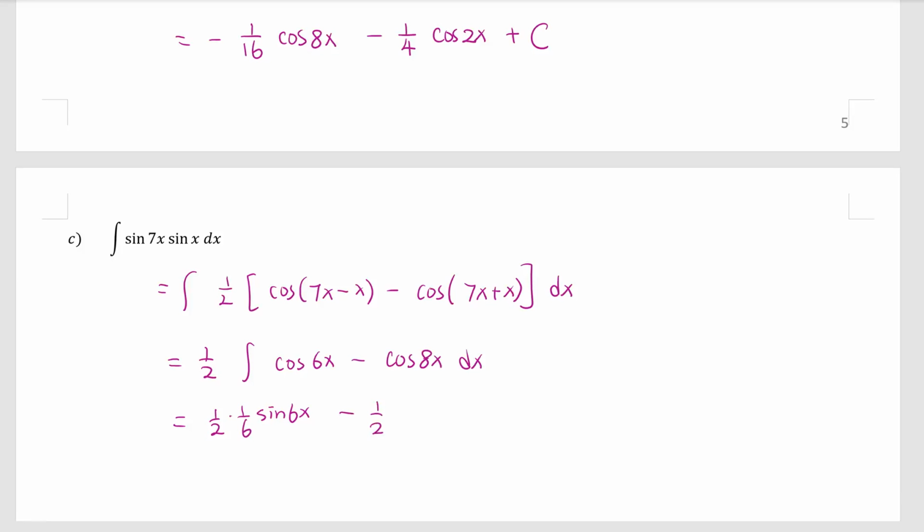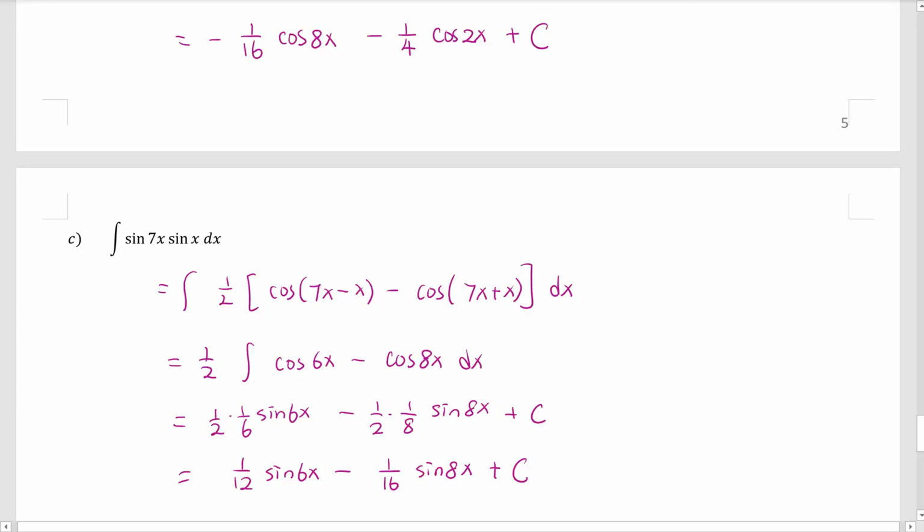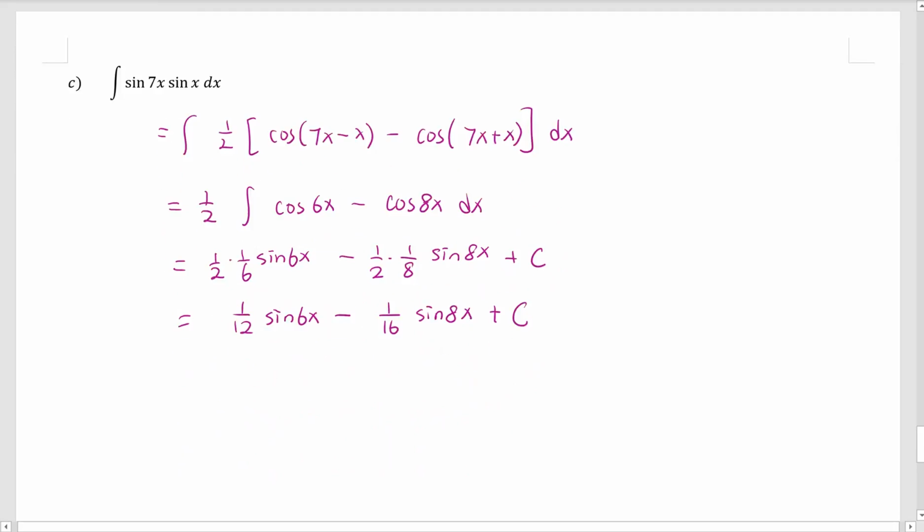And don't forget to distribute the 1/2. Integral of cosine is sine. And 2 times 6 is 12. 2 times 8 is 16. And that's it. So far, so good, everybody.